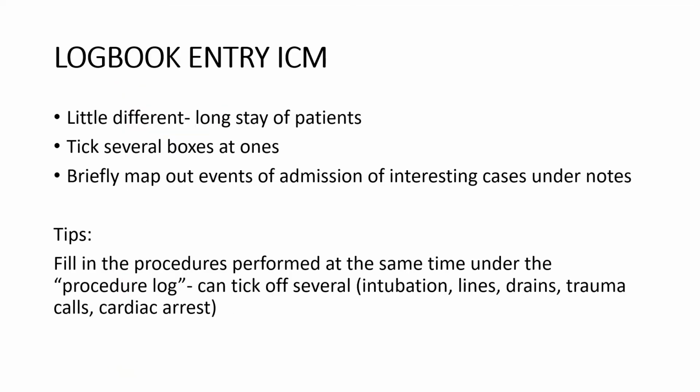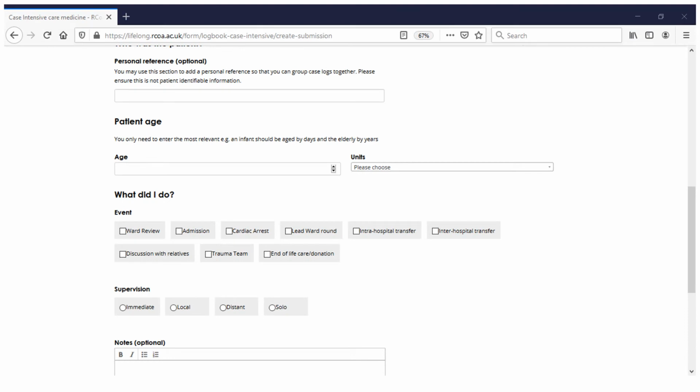The logbook entry for ICM is a little different to anesthetics. It allows you to tick several boxes at once. I would suggest filling in the ICU logbook alongside the standalone procedures. For instance, if you have been asked to review patient A in the ward, post-review you have decided to admit him and help transfer him with outreach to the unit, and then you discuss the prognosis with the family, and maybe later he might need transferring out to a higher center.